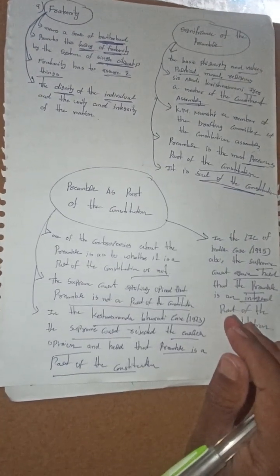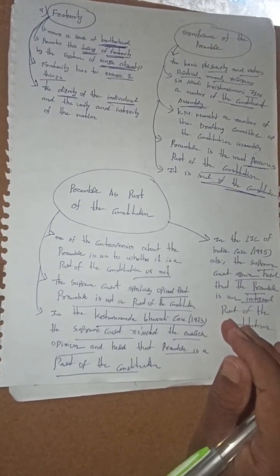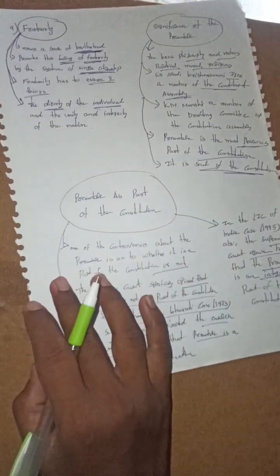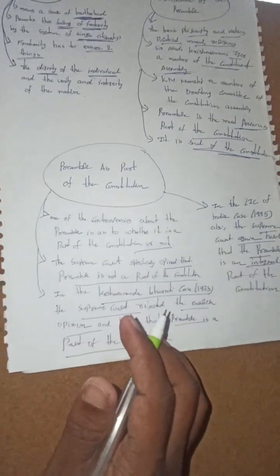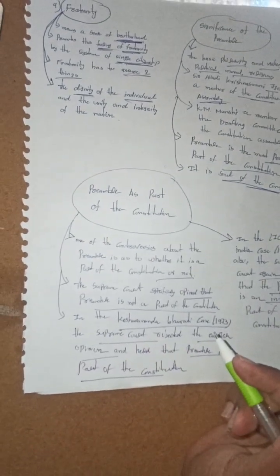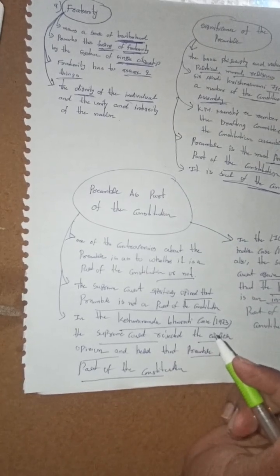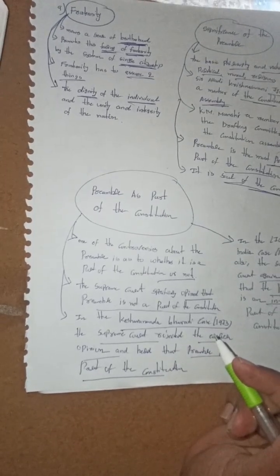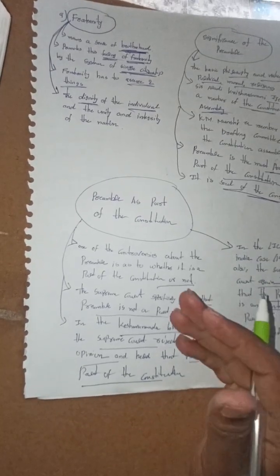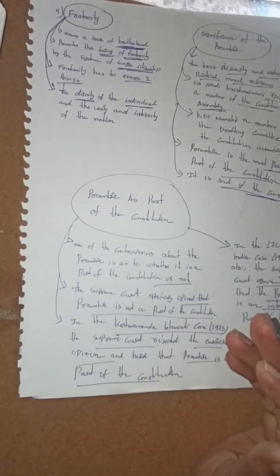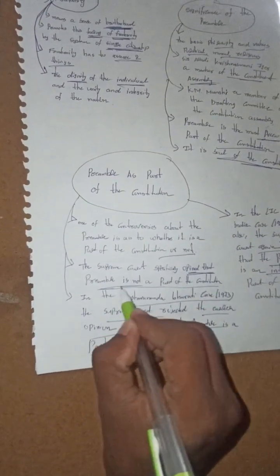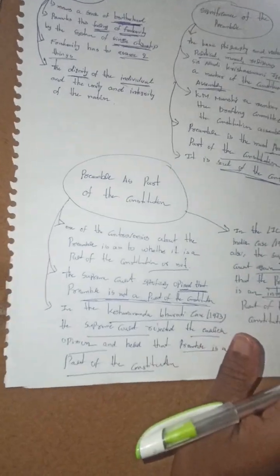And the preamble as a part of the Constitution. In the Berubari Union case 1960, the Supreme Court said that the preamble shows the general purpose behind the several provisions of the Constitution. The Supreme Court gave the opinion that the preamble is not a part of the Constitution.